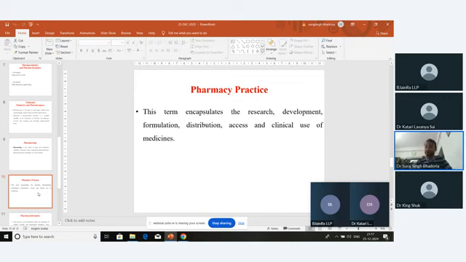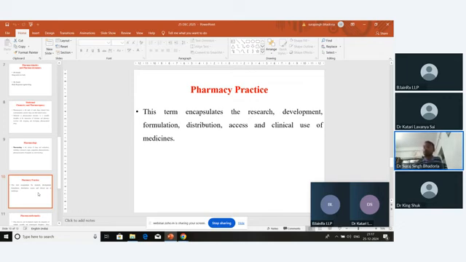टेम्परेचर है, प्रेशर है, मटेरियल यूज्ड है, तो ये सारी चीजें हमारे फॉर्मुलेशन बनाने में काम आती हैं। डिस्ट्रीब्यूशन, access and the clinical use, these are the after or when we completely prepare our drug, so it is regarding the final stage of propagating the drug molecule in the living body. So this is pharmacy practice.